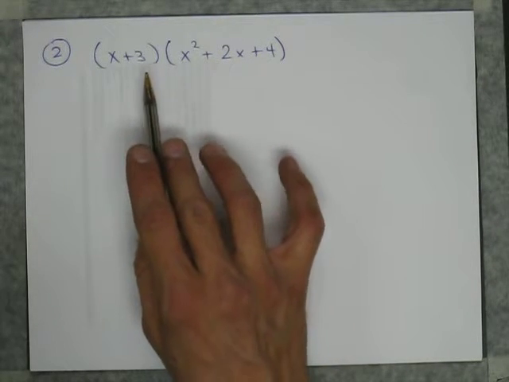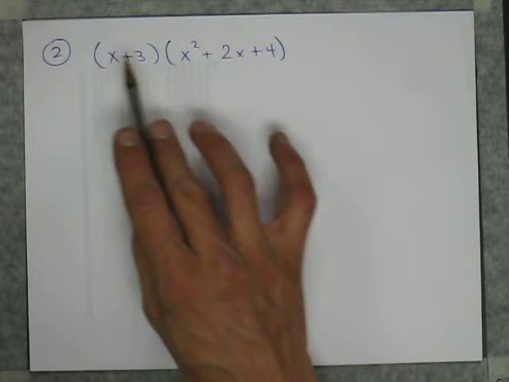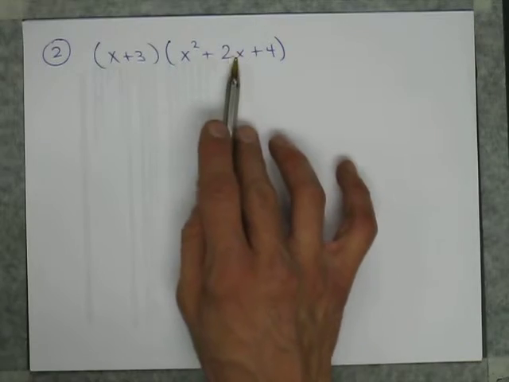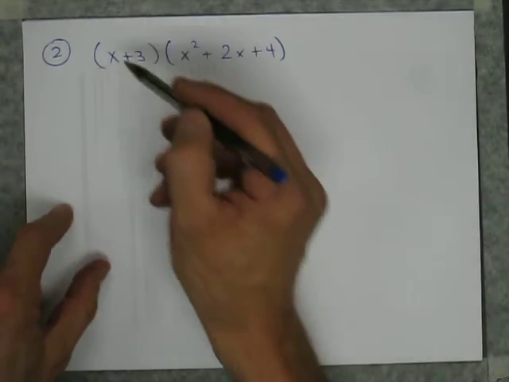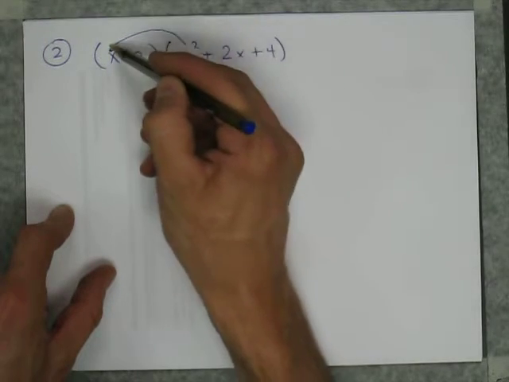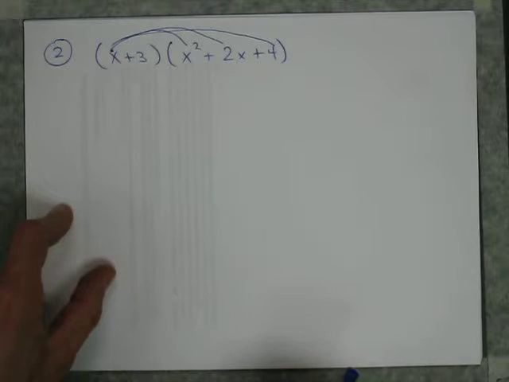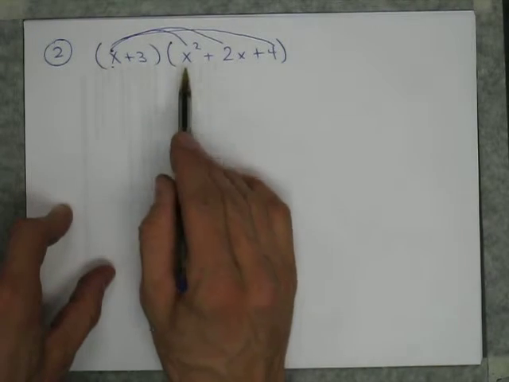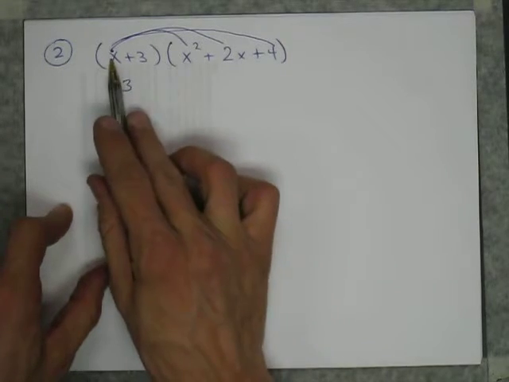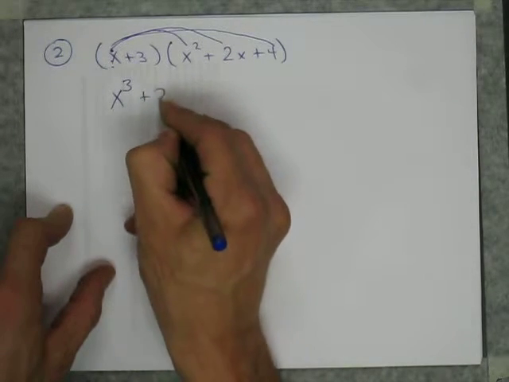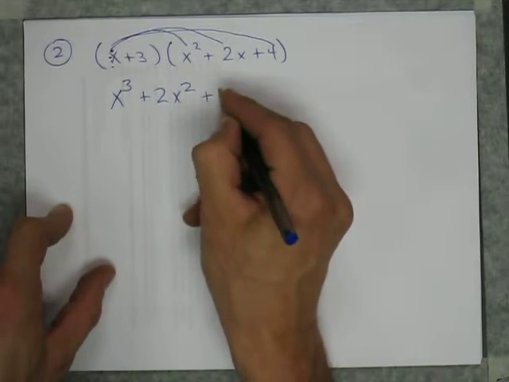and I can't do FOIL because there's no first, outer, inner, last. Because I also have a first, but then there's an extra inner term. So we don't do FOIL, but we just do the distribution. So I'm going to take x and distribute it in to all 3 parts. So x times x squared gives me x cubed. X times 2x gives me 2x squared. X times 4 gives me 4x.